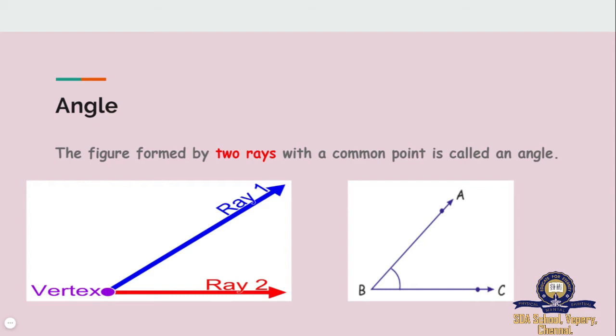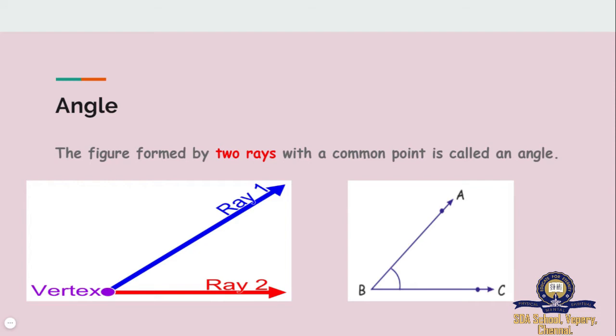Ray 1 is in blue color, ray 2 is in red color, and these two are joining at a point that is marked in purple color, that is called as vertex. Okay, there are two rays, ray 1 and ray 2. These two rays are meeting at one common point that is called as vertex. So this is an angle.